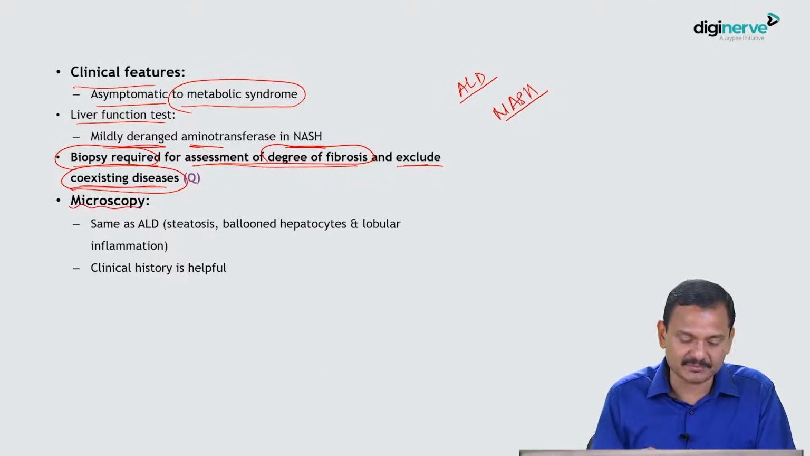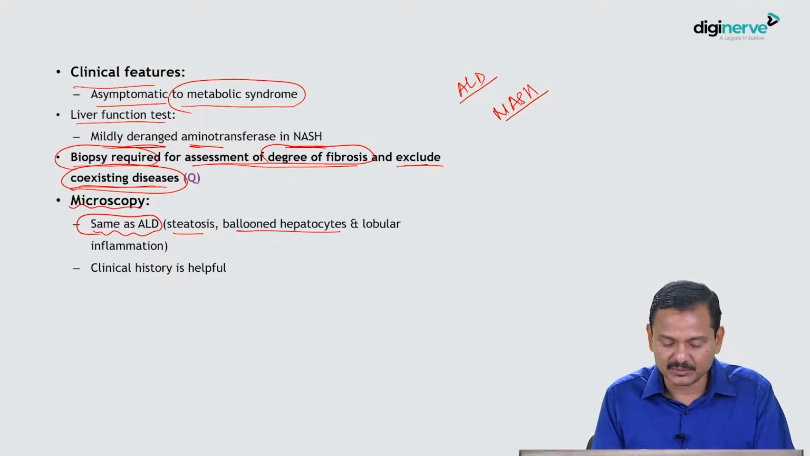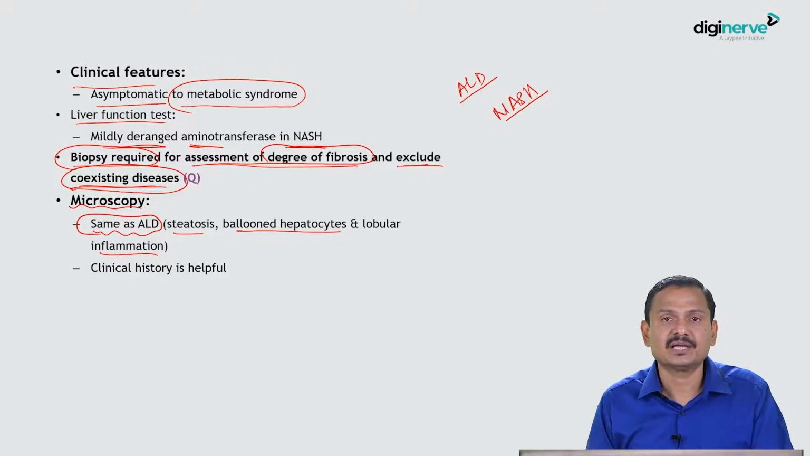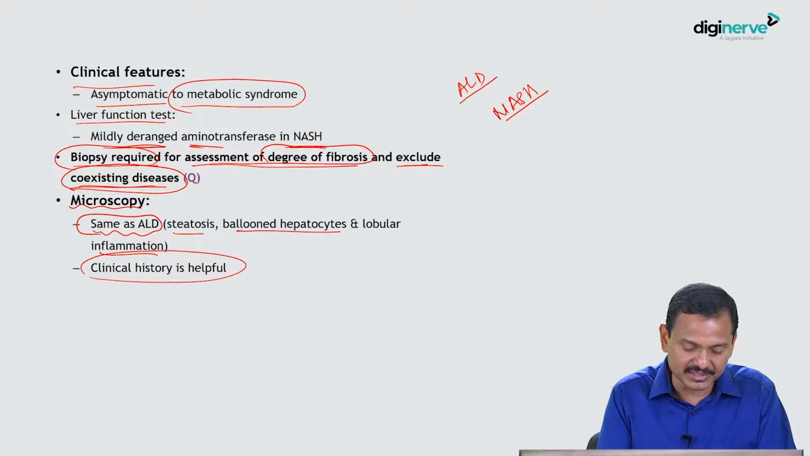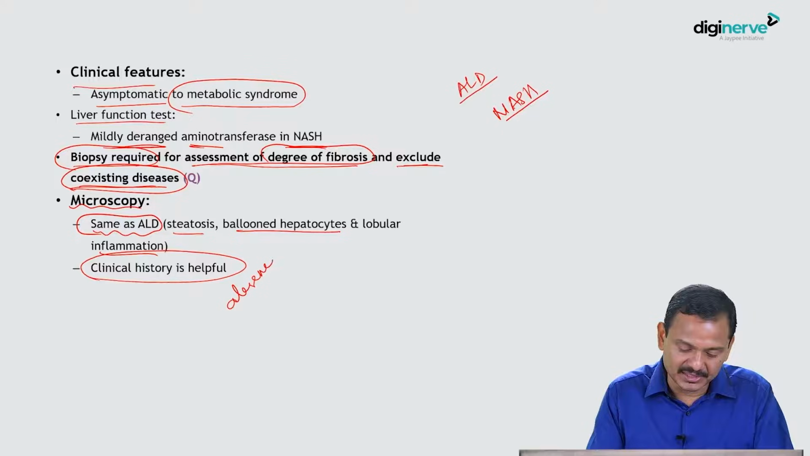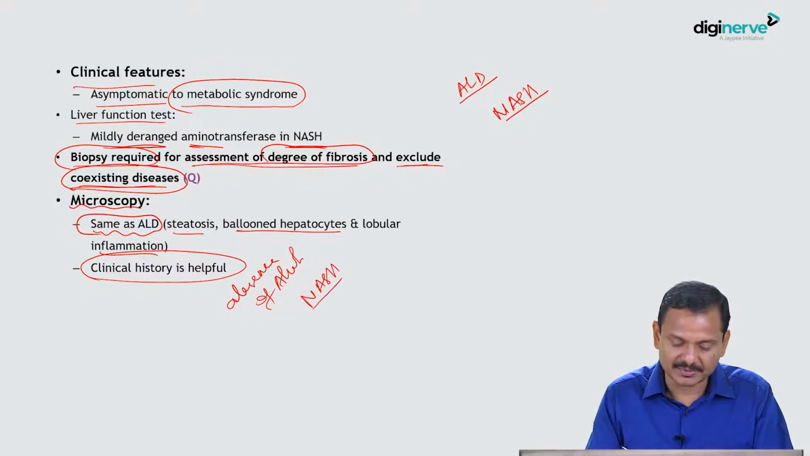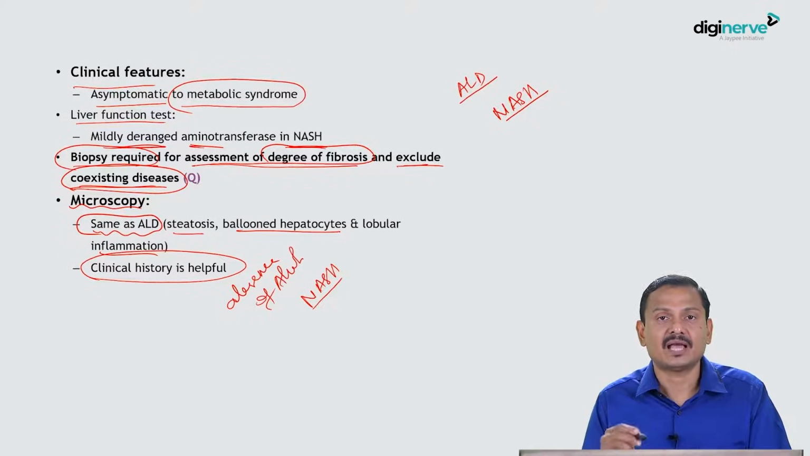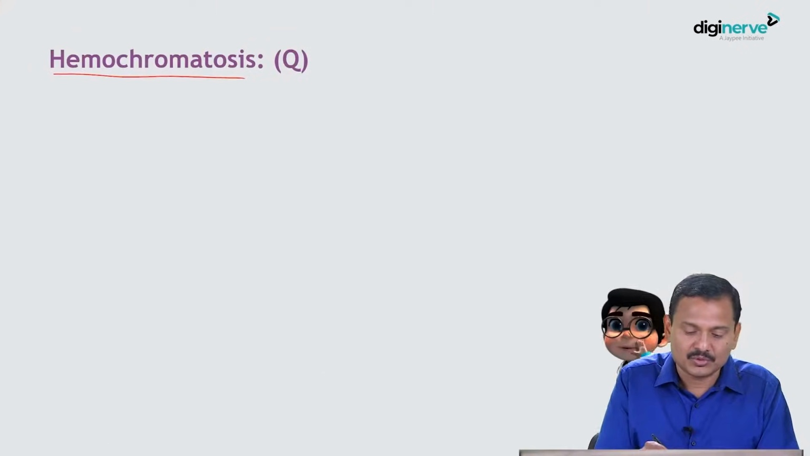When we examine them under microscopy, the morphology is the same as alcoholic liver disease, that is steatosis, ballooned hepatocytes, and lobular inflammation. The only thing that will help you to differentiate is the clinical history of absence or minimal intake of alcohol in case of NASH, whereas there is plenty of alcohol intake in case of alcoholic steatohepatitis. So next, let us go to another common cause of cirrhosis, that is hemochromatosis.